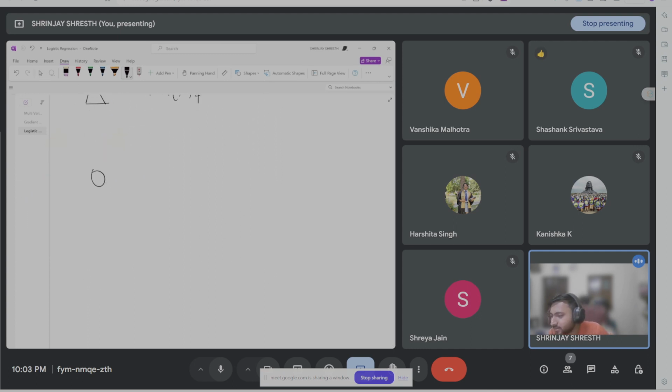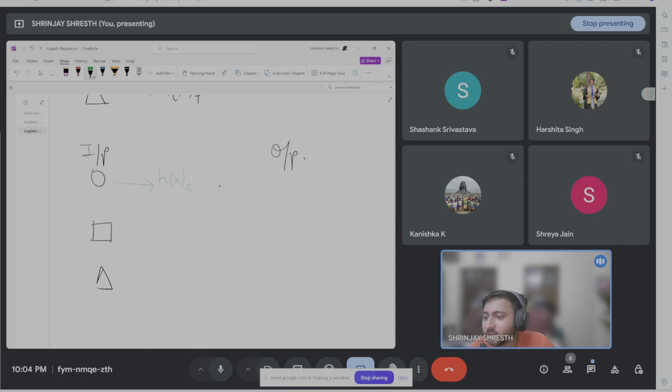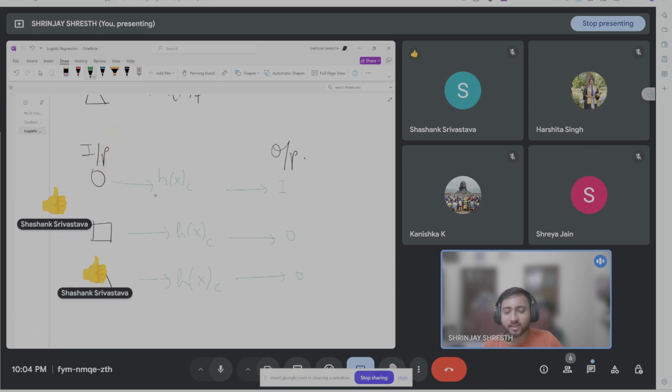We have the same example: circle, triangle, you have your input. Okay Vanshika, any issue? So if I pass this circle into a hypothesis function which is for a circle, can I get an output of 1? If I pass this square into a hypothesis function which is for circle, will I get a 0? Similarly, if I pass a triangle for circle, I'll get a 0. So you can see, for as many classes as you may have, you have to build a hypothesis function.